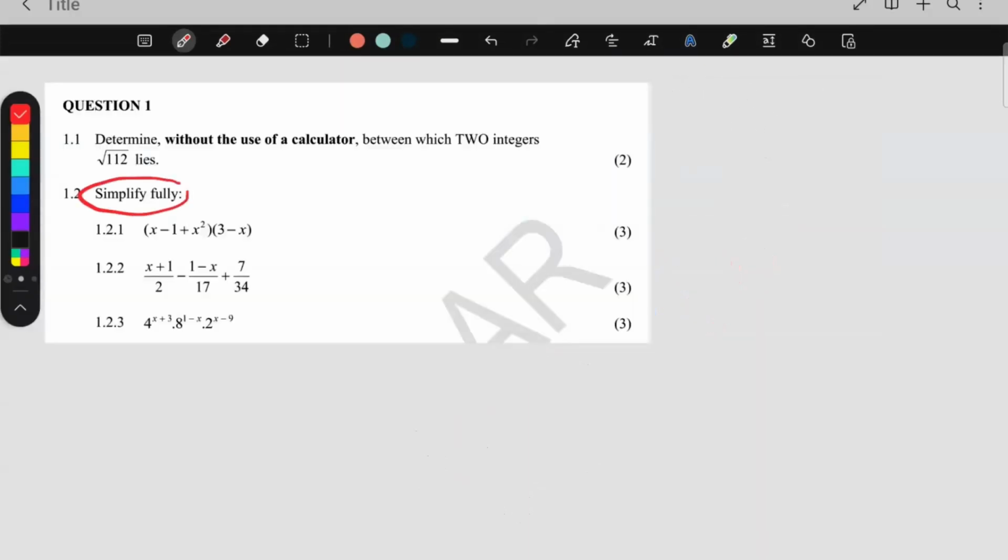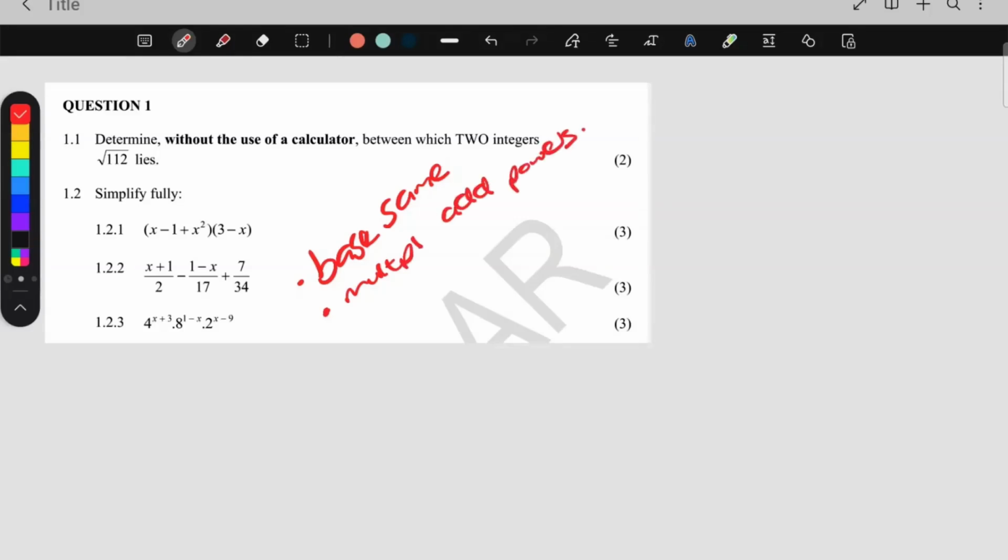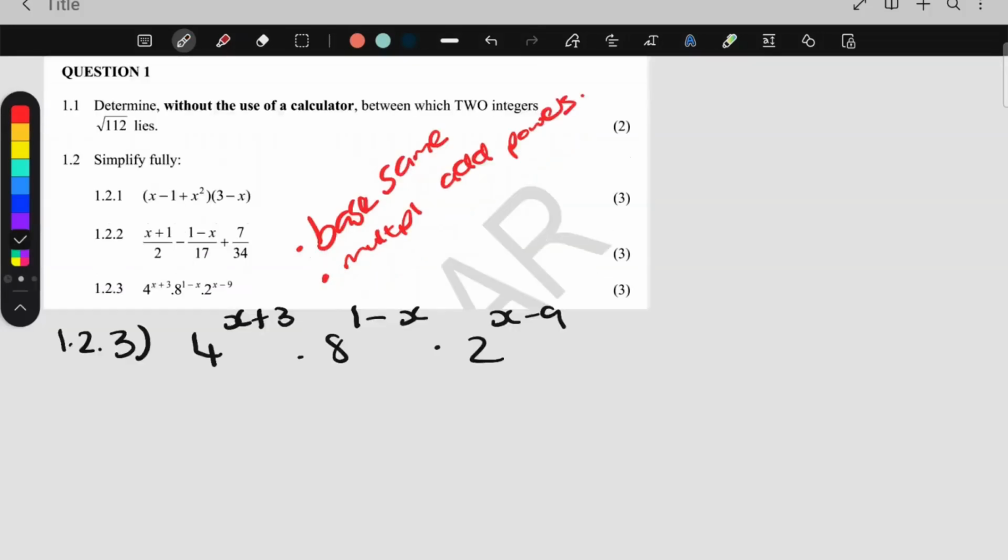So our last question under simplifying is 1.2.3. And here I'm busy with exponents that I am multiplying. So when you multiply exponents, you must just make sure the base is the same, eh? So let's write down. The base must be the same. And then when you multiply exponents, you add the powers. So let me write the question down.